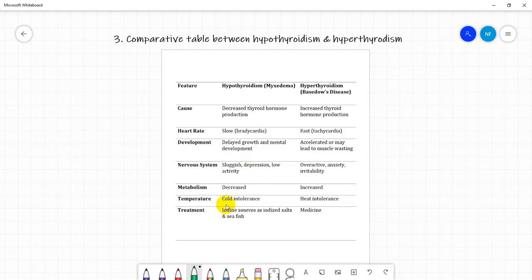The very important point to mention is the treatment. When I'm speaking about hypothyroidism, this individual is not producing a sufficient quantity of T3 and T4, and these hormones, in order to be produced, need the presence of iodine. So logically, as a treatment we could provide iodine sources such as iodized salt or sea fish, exclusively coming from the sea, because they contain high iodine percentages. Whereas for hyperthyroidism, in most cases the treatment is medicine.